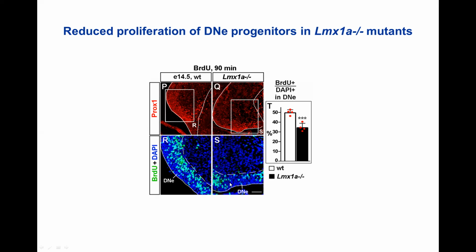We observed a dramatic reduction in the proliferation in dentate neuroepithelium in Lmx1a mutants, and this difference was statistically significant. So we conclude that in addition to glial scaffold abnormalities and migration abnormalities, loss of Lmx1a reduces proliferation in the dentate neuroepithelium.